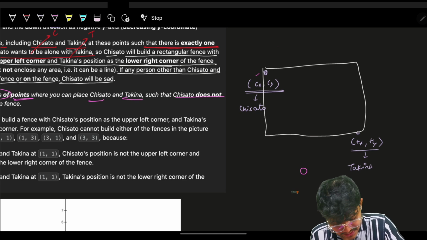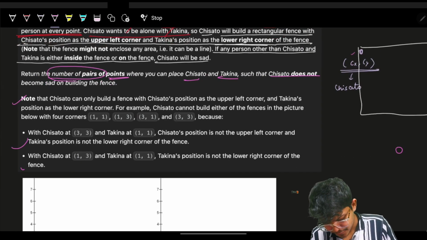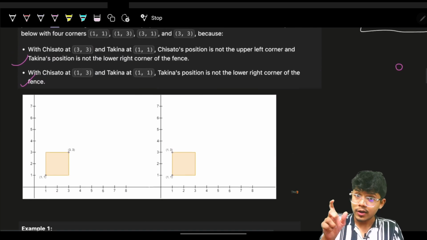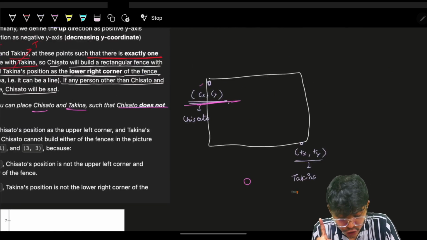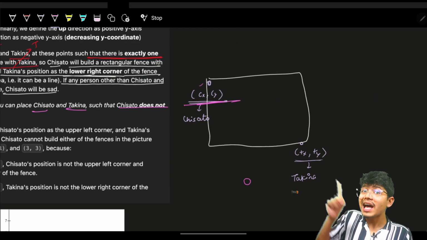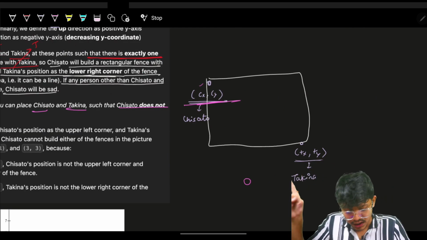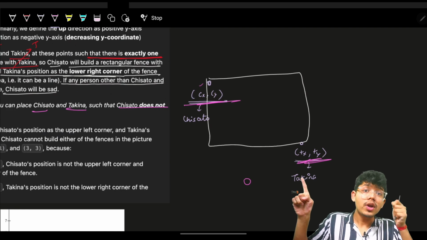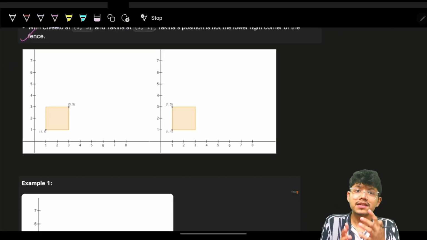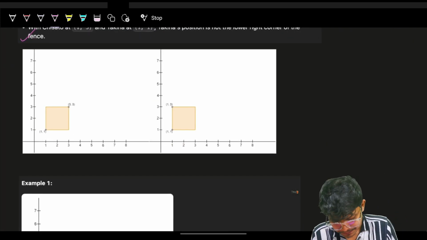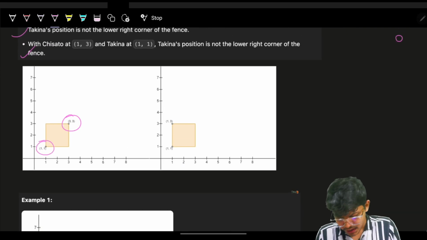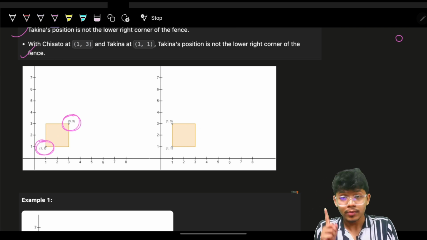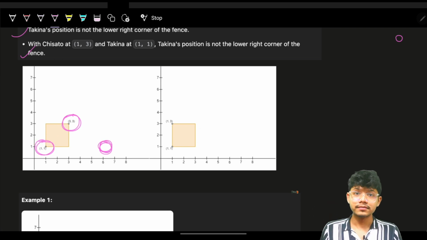Okay, great, seems fine. Now they said that for sure C should, again remember, be on the upper left corner and T should be on the lower right corner. So they have given a few examples where it is not valid. For example, let's say you have something like this. If your C is here and T is here, you remember T should be here, not here. So this is not valid.